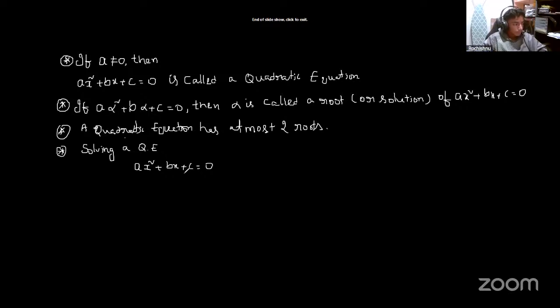Let's do one thing. Multiply both sides by 4a. Let us see what happens when we multiply both sides by 4a.